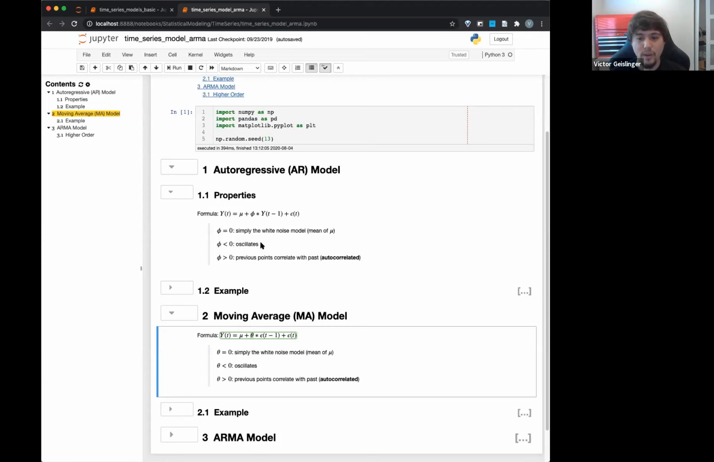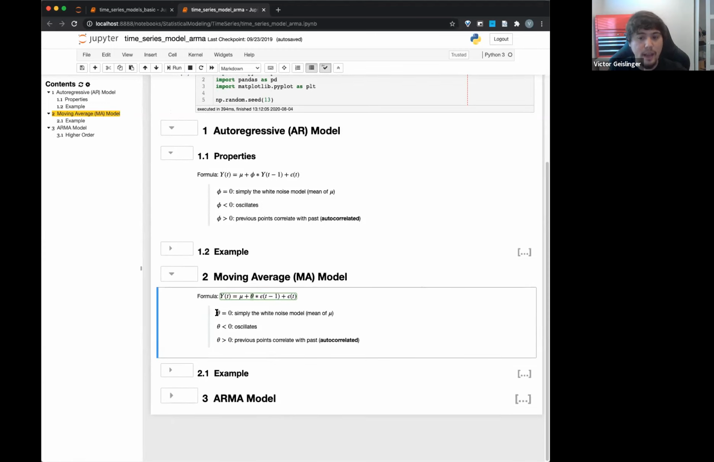All right. And you can see here basically the same idea. Theta equals 0, it's the white noise model. Nothing changes, there's no extra factor in here from the previous point. If theta is less than 0, it still oscillates, but it's going to oscillate based off of the random noise point. And with theta greater than 0, previous points are going to be strongly correlated with the past, so it's going to be closer and closer.